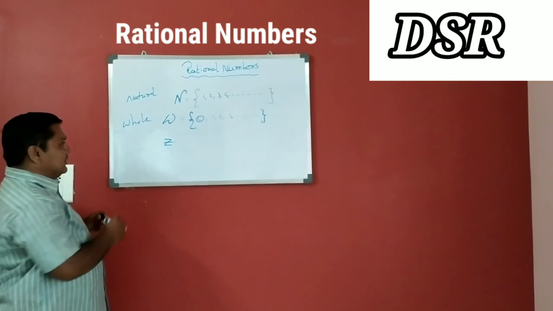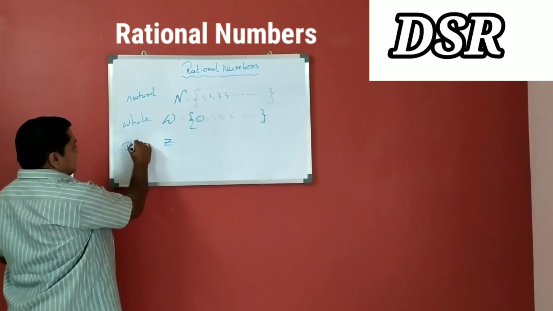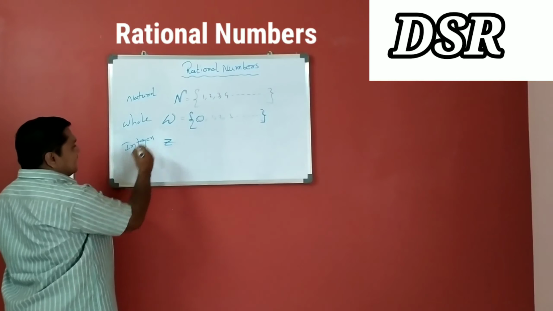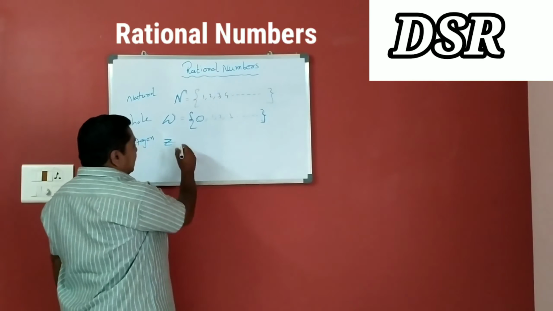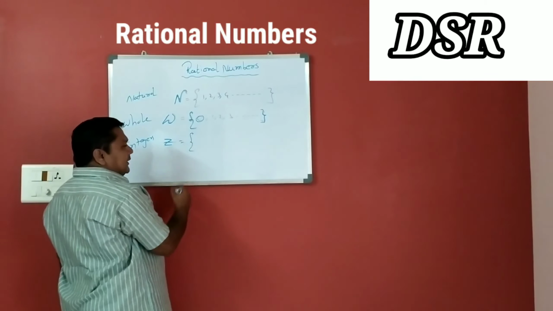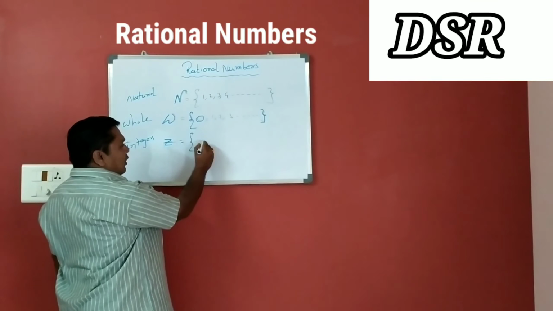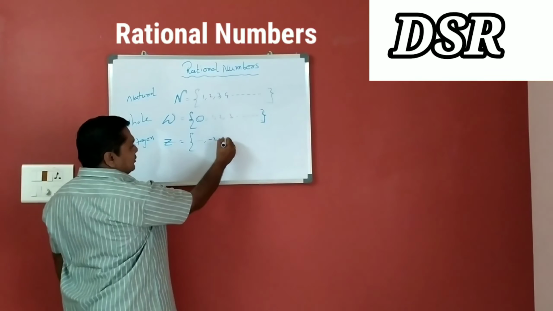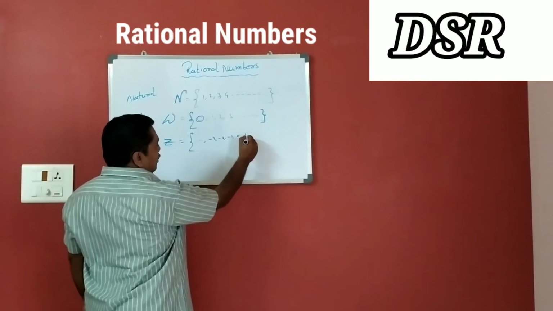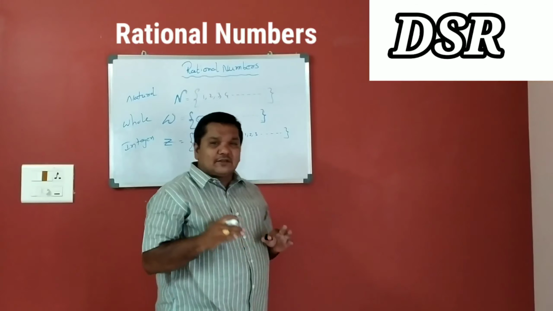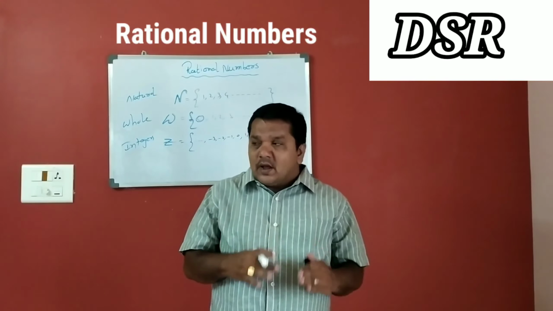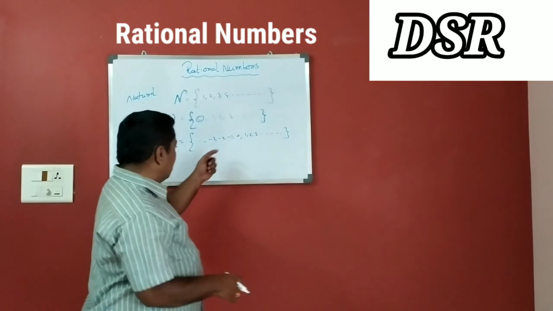And next one is integers. Integers are denoted by Z. Z is equal to integers, which consist of negative and positive values: so on, -3, -2, -1, 0, 1, 2, 3 and so on. The integers consist of positive and negative numbers, and in the middle there is 0.